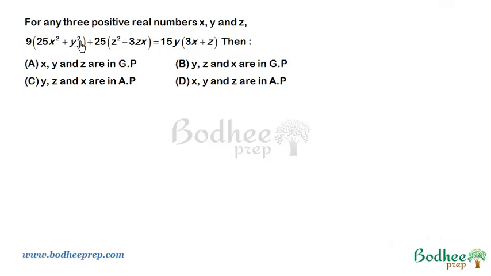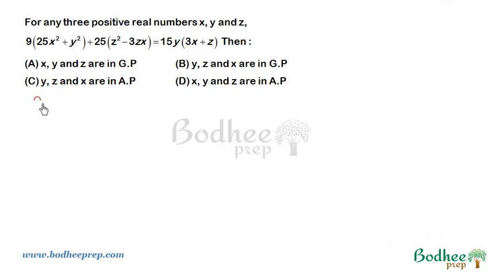Now in this question it says that x, y, z are three positive real numbers and they are governed by this particular expression, and we have to identify which of the given options are correct. Normally we have to identify whether x, y, z are in GP or AP, and if they are in GP or AP, then in what order they are. So let us first of all simplify this equation.